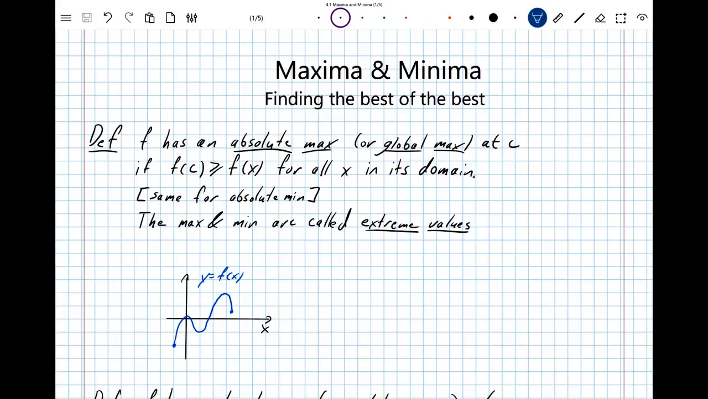Welcome to another lesson. This one, surprisingly simple idea, surprisingly important results. Maximums and minimums, also called maxima and minima, depending on how you like to make plurals. So up to you if you want to say maximums and minimums or maxima and minima.